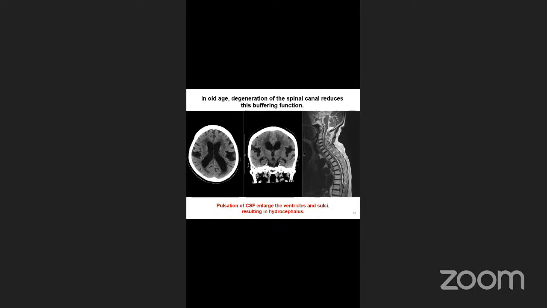And degeneration of the spinal canal reduces the buffering function. The pulsation of CSF enlarges the ventricles and sulci, resulting in hydrocephalus. My knowledge of high school physics helps me understand the pathogenesis of hydrocephalus.